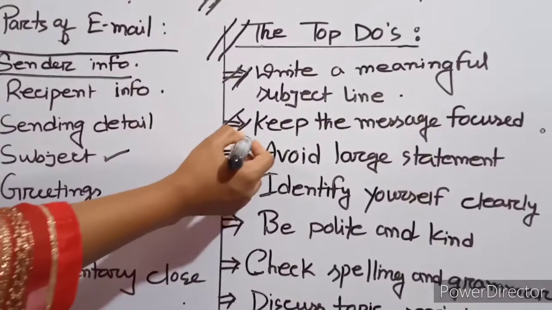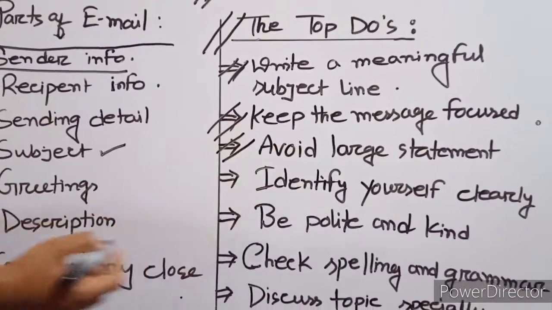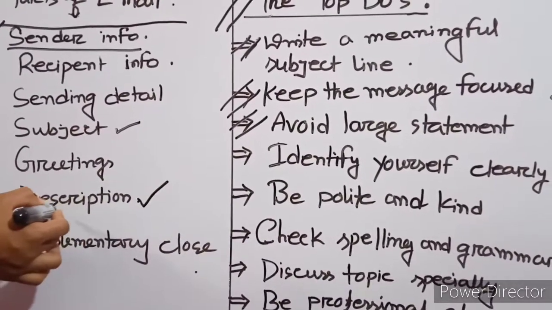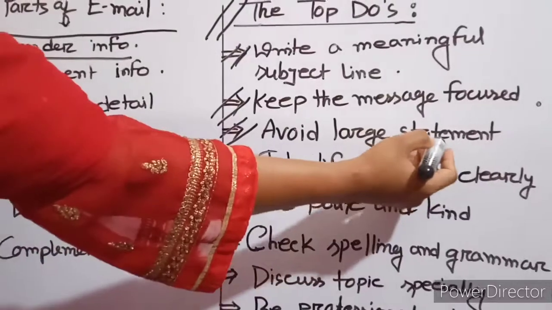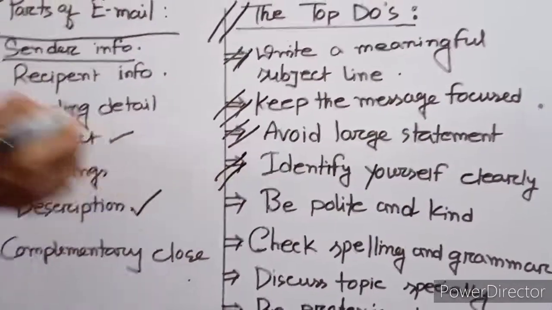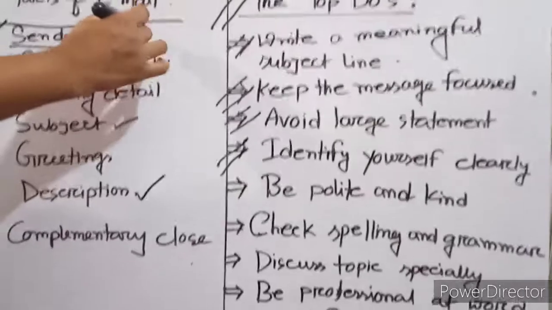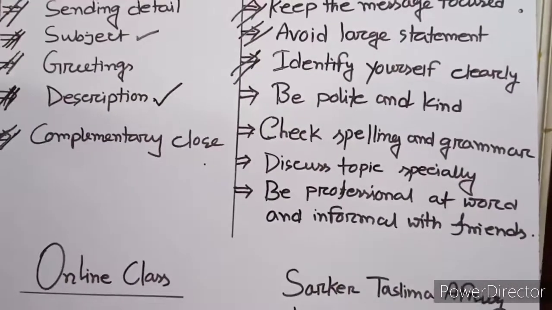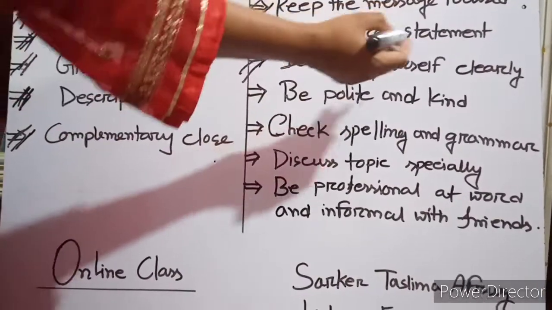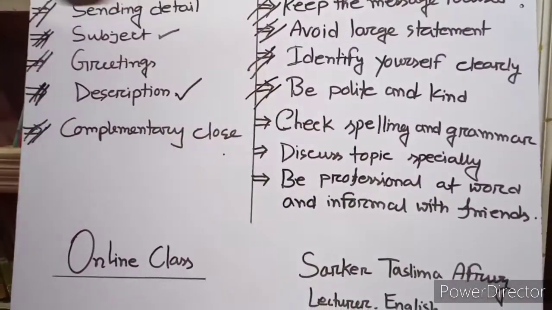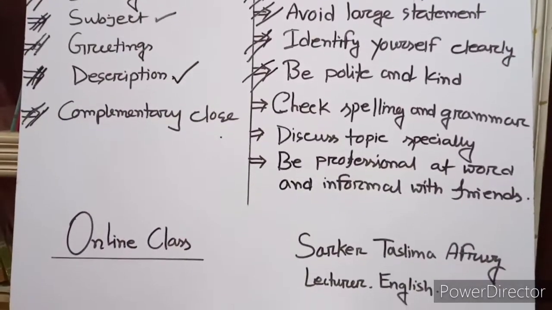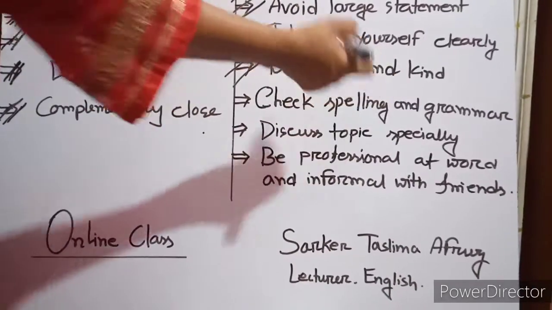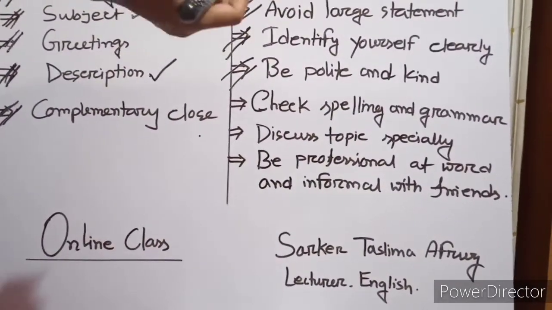Next, avoid long statements. It is very important. I told you when I was describing the description. Avoid long statements. Next one, identify yourself clearly. That means as a sender, who you are, what you want to say, what your purpose is, please make all these things clear. Be polite and kind. That means don't be harsh when you are writing an email, and you have to be polite and kind to whom you are writing this email.